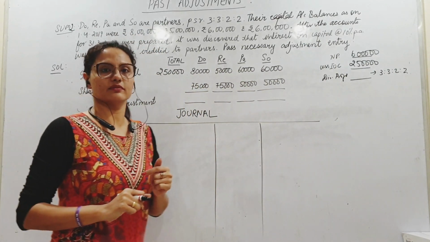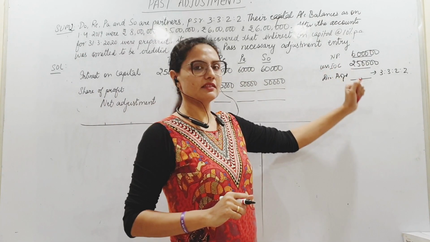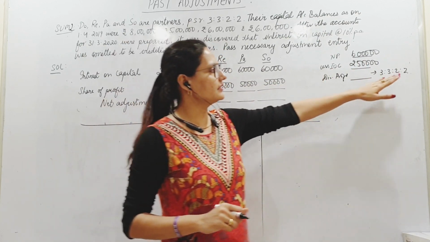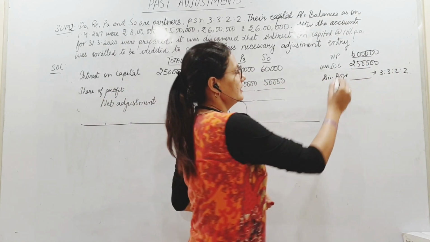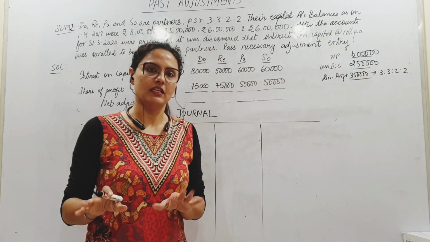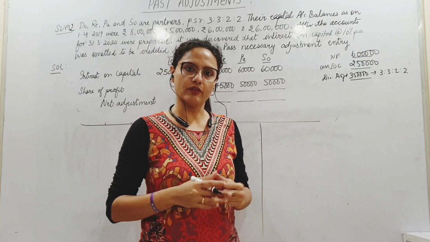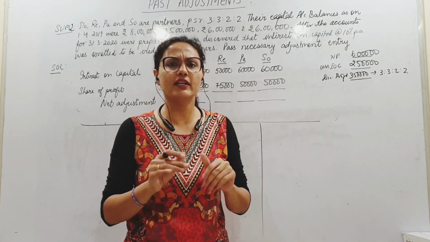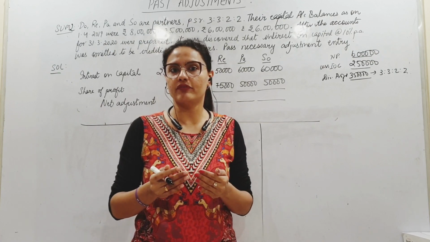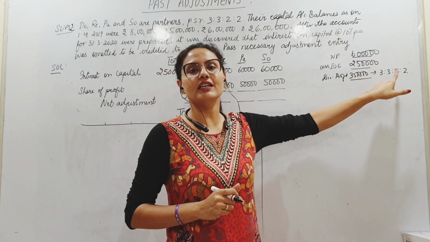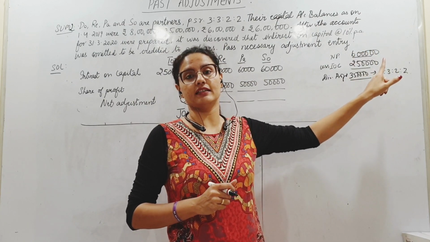But what did we do? We did not subtract this. We straight away distributed the entire 6 lakhs in this ratio. Meaning, this divisible profit of 3,50,000 remaining is anyway shared in the profit sharing ratio, so there is no error in the remaining profit. Where is the error? Here. The 2,50,000 was not distributed correctly.